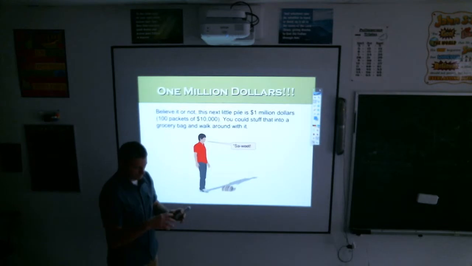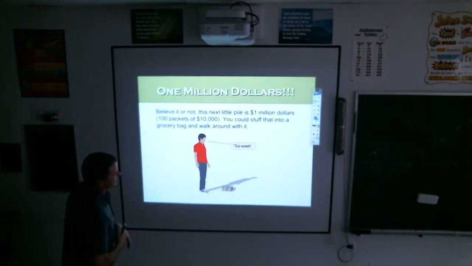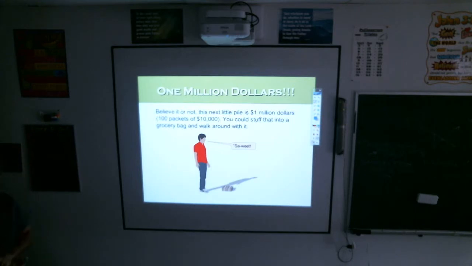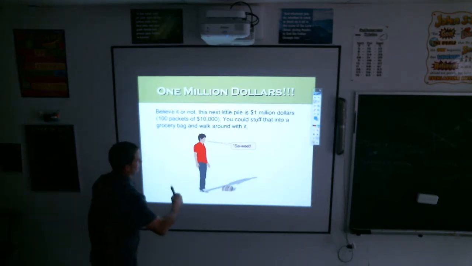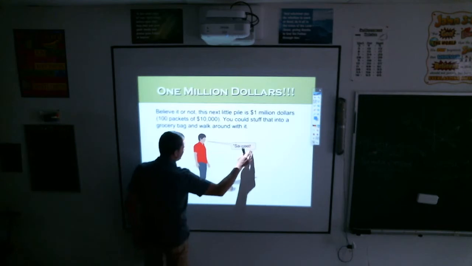Well, 100 packets would be what? 25 floors high. So that is $1 million. What could you buy with $1 million? Bugatti, Lamborghini. Probably just about anything you want. You could probably buy three houses at $300,000 or whatever. And this guy's saying, sweet.